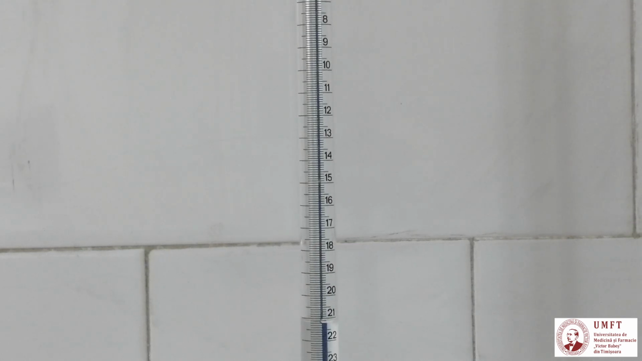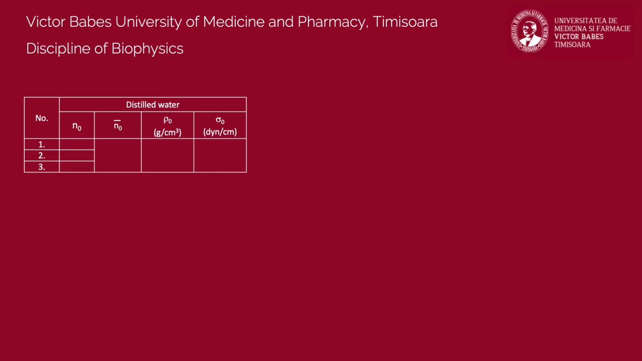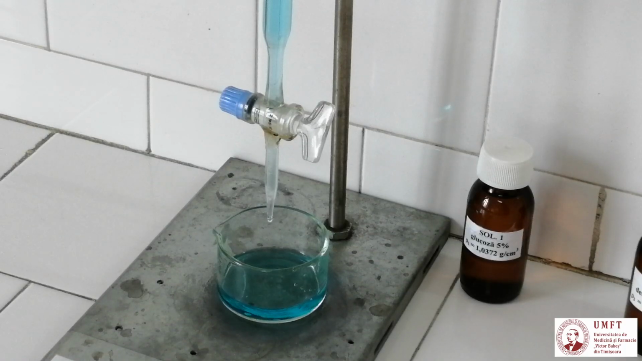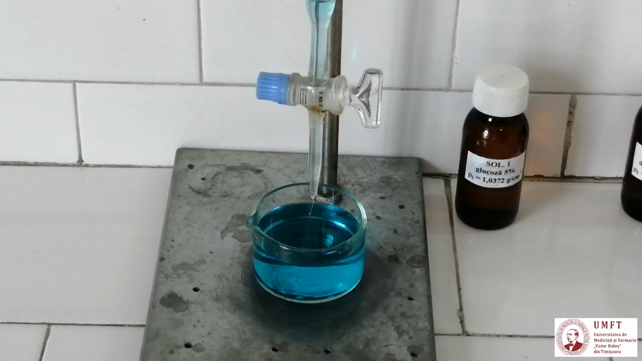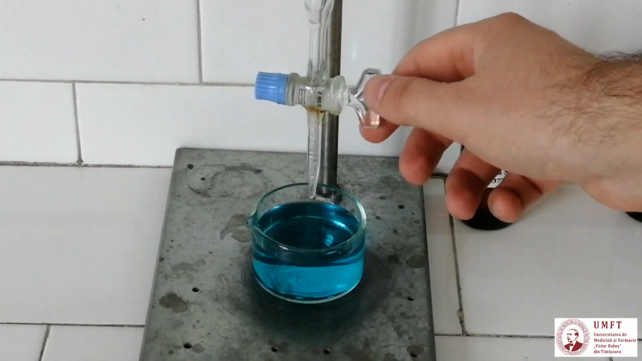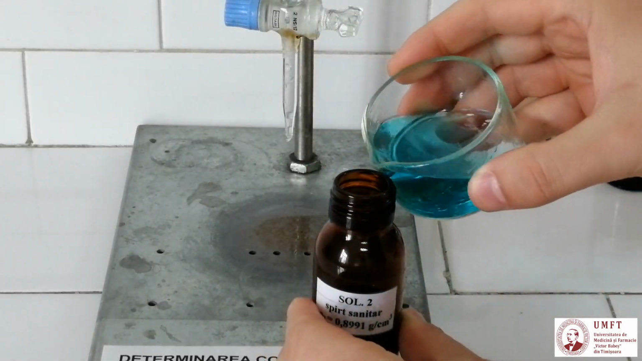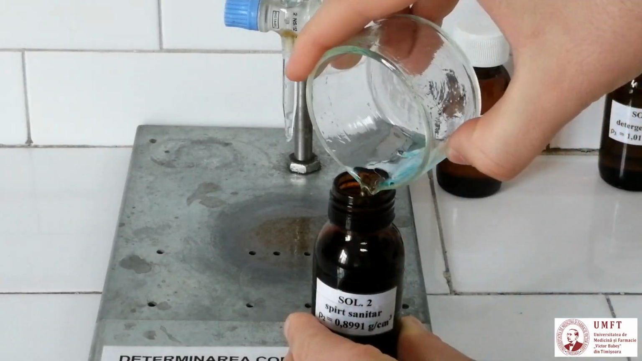Perform 3 measurements of the number of drops and write the obtained values in the table of your lab book. Repeat these steps and perform 3 measurements for each of the studied solutions. Attention! After each measurement, don't cast the solutions. Put them back in their corresponding container.